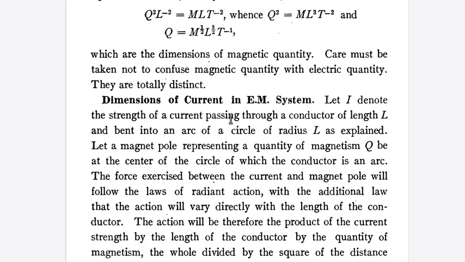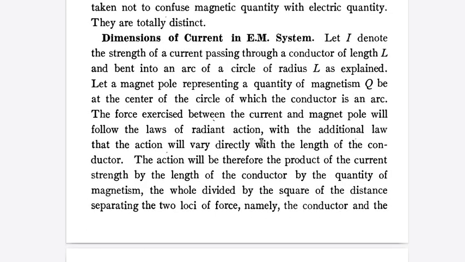Dimensions of current in the electromagnetic system. Let I represent the strength of a current passing through a conductor of length L. Assume the conductor is bent into the arc of a circle with radius L. Place a magnetic pole representing a quantity of magnetism Q at the center of the circle. The force between the current and the magnetic pole depends on three factors. 1. The strength of the current. 2. The length of the conductor. 3. The quantity of magnetism.